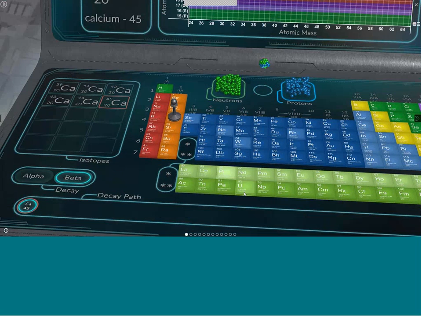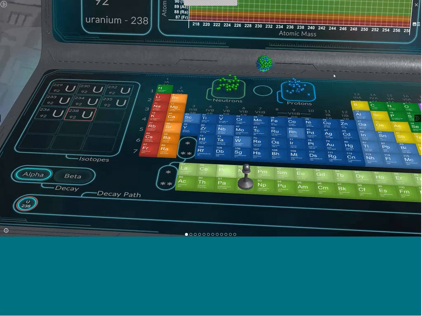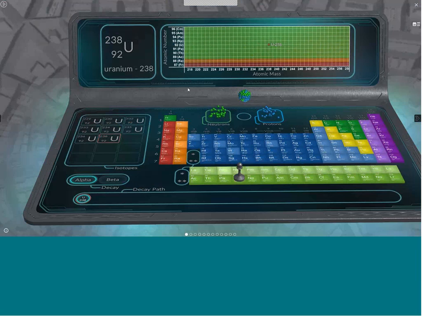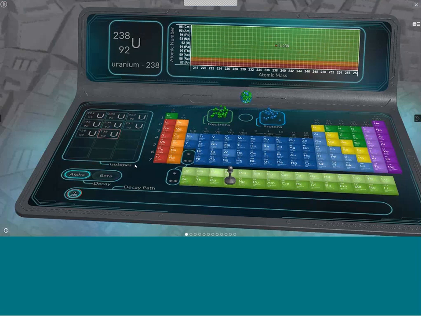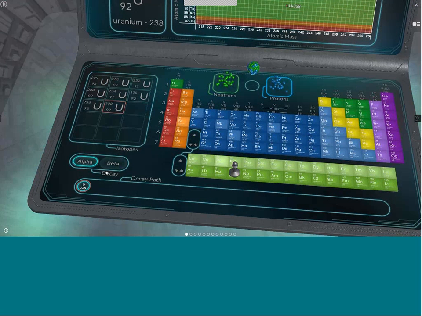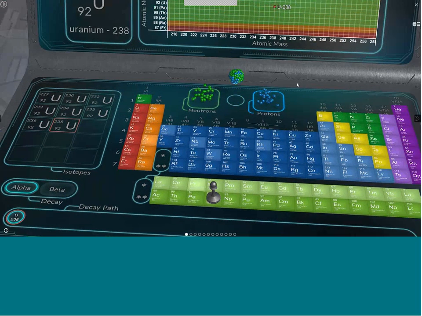I'm going to go down here and pick uranium-238. This is kind of the classic uranium decay path that students are asked to study. So this particular isotope is going to undergo alpha decay, and this can be seen down here on the workbench because the alpha button is lit up. And what we can do is interactively decay this nucleus.